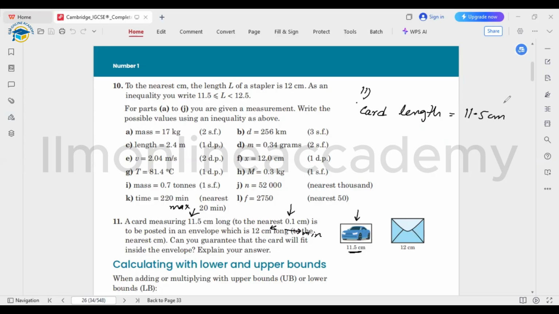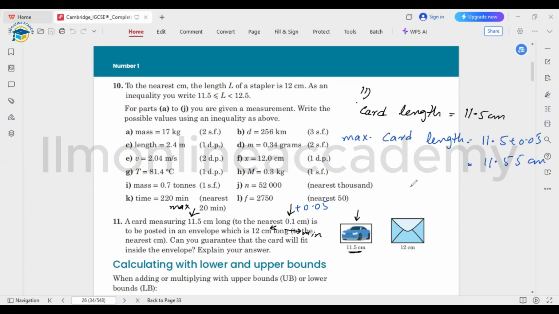First we will check the maximum card length, or upper bound for the card length. They gave us the nearest 0.1, so we need to add 0.05 in this for finding the upper bound. Or you can simply say maximum card length. In this way, this will be more clear to you. So in 11.5, we need to add 0.05. After adding, this will be 11.55 centimeter. This is your maximum card length.